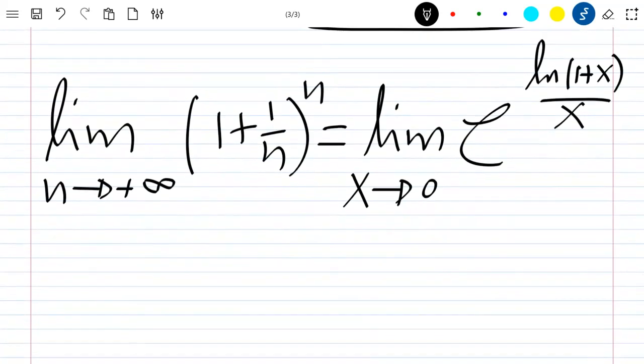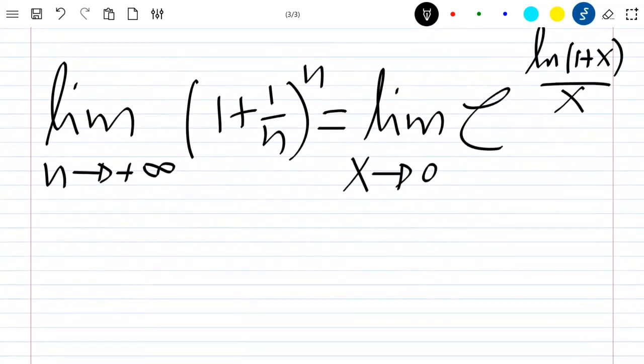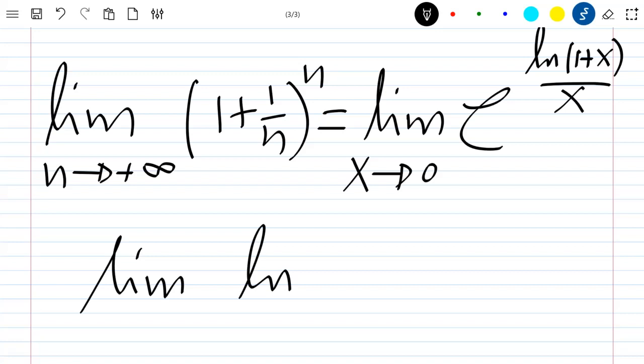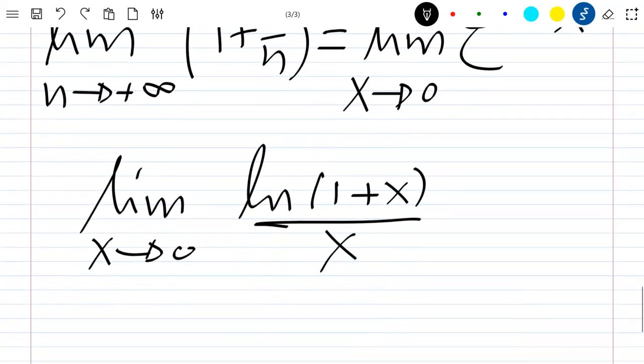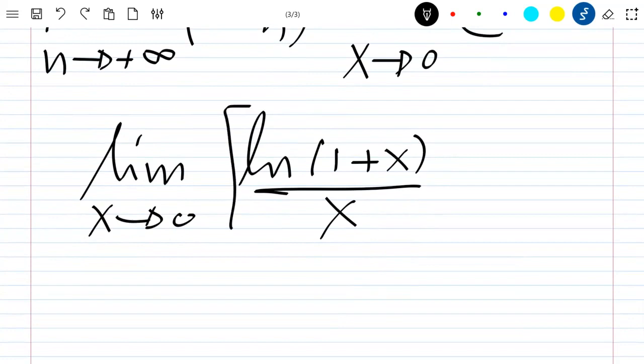Now we know that the limit when x tends to 0 of ln of (1 + x) divided by x is equal to 1. This is using the definition of the limit. So this is a classical limit. You can directly check this one from your notes. That is equal to 1.